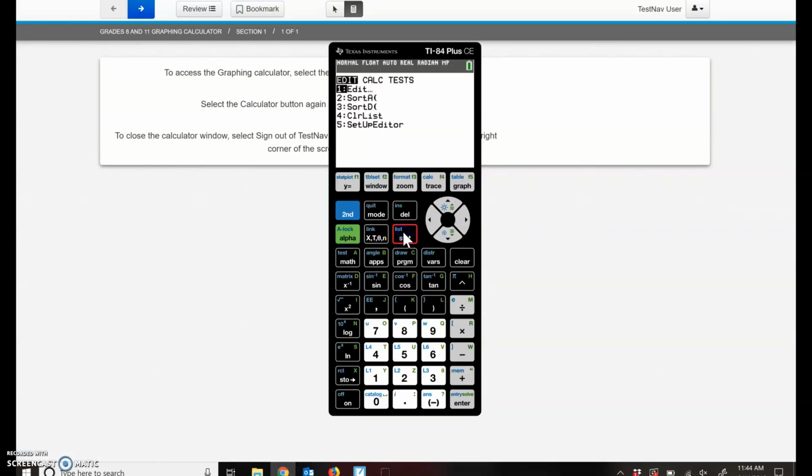Remember, we're going to start with stat, edit, and then start putting in those X's and Y's. So I have -12, -9, -6, -3. Now we have 0, 3, 6, 9, 12. There's my X's.